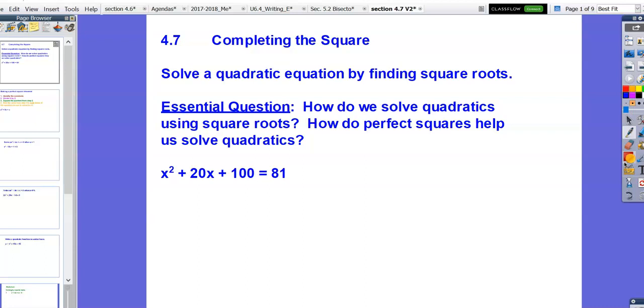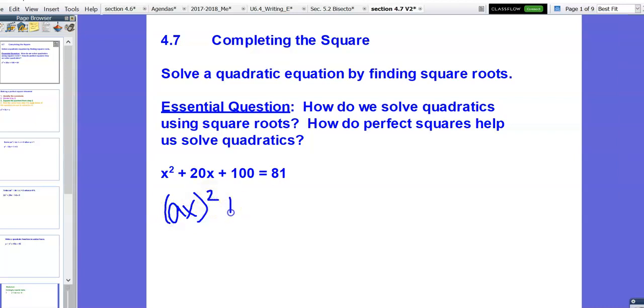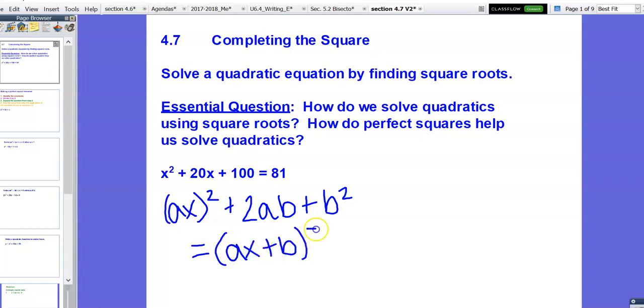I'm looking at the first term, x squared. I'm looking at the last term, 100, and I can see that these are perfect squares. So the special squares pattern was ax squared plus 2ab plus b squared is equal to (ax plus b) squared. So let's check.